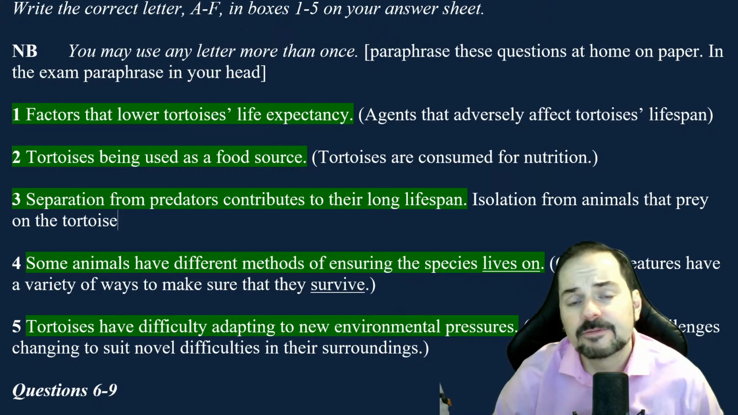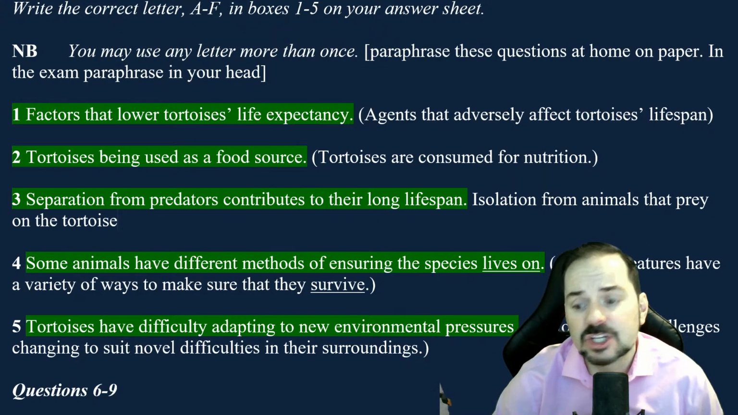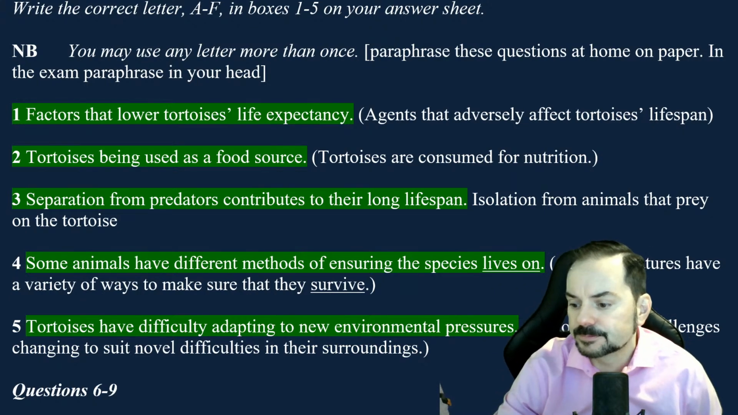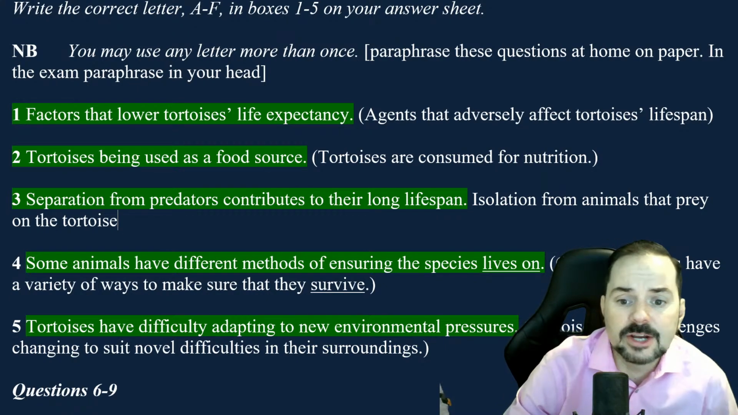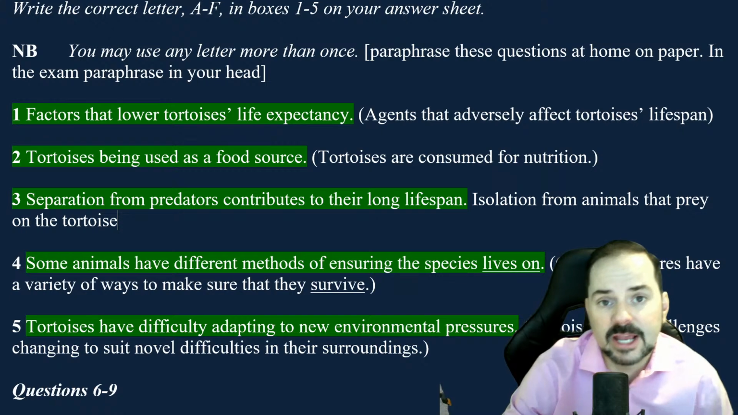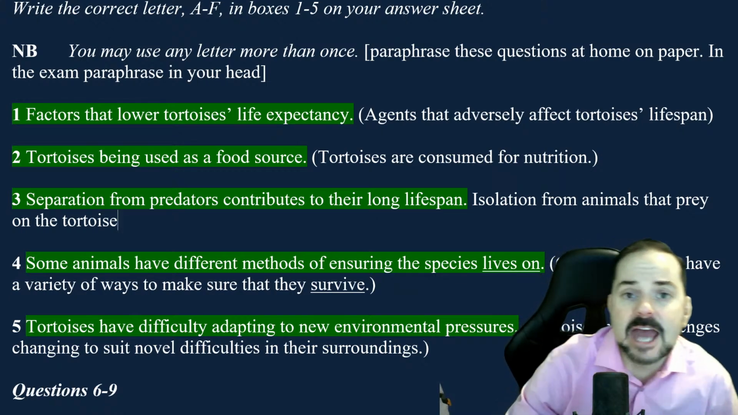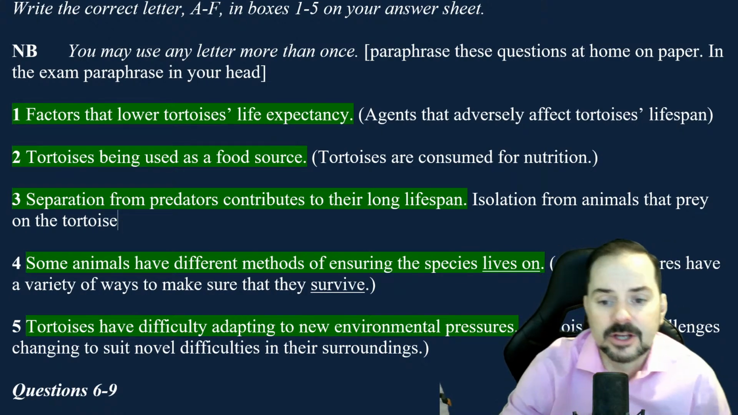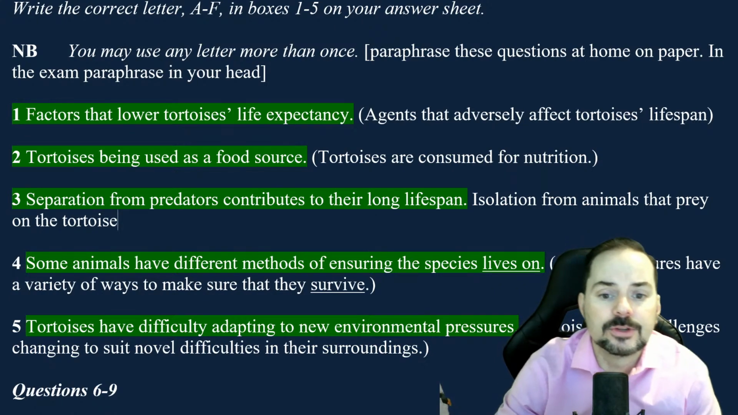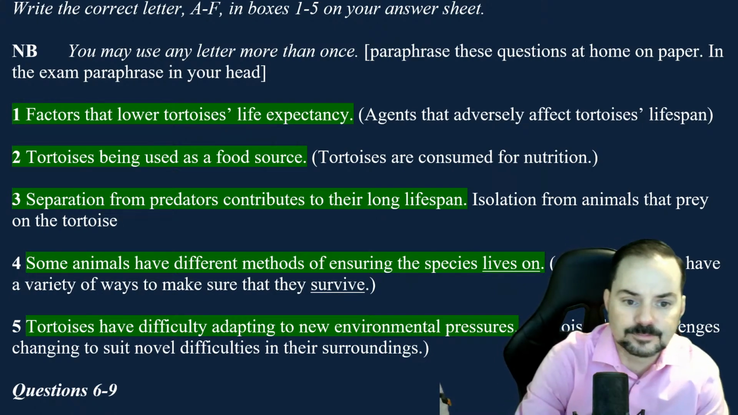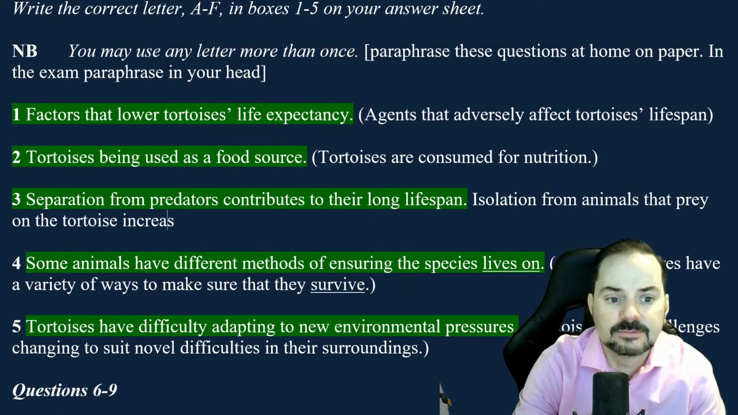One way to paraphrase, students, is by definition, okay? So the definition of a predator is an animal that preys on another animal, or an animal that hunts and eats another animal. So isolation from animals that prey on the tortoise increases the tortoise's longevity.